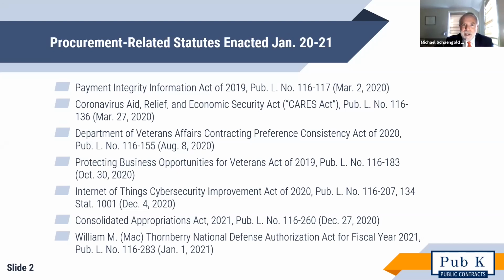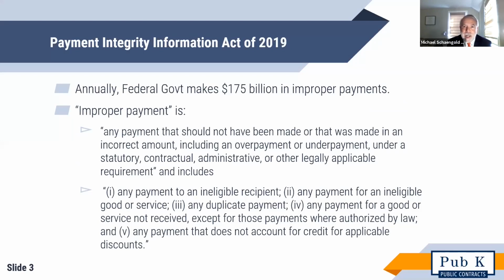So we'll start with the Payment Integrity Information Act of 2019, which is slide 3. On March 2nd, 2020, the president signed this act into law. The act's primary purpose is to improve efforts to identify and reduce government-wide improper payments, which annually total around $175 billion. They hope to improve these efforts by codifying, updating, and improving previous improper payment laws.